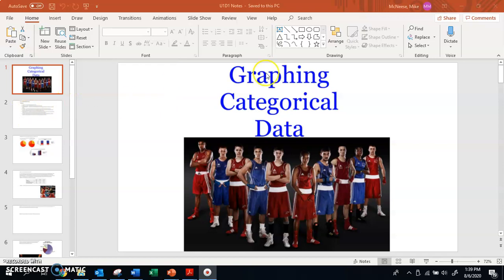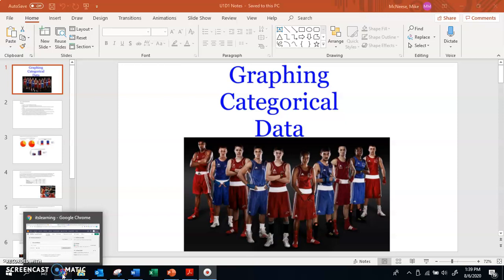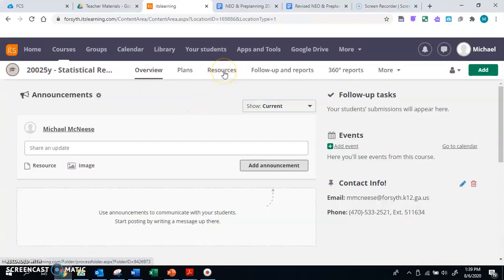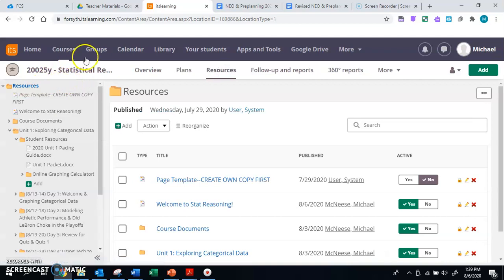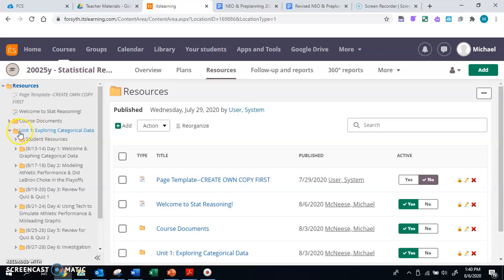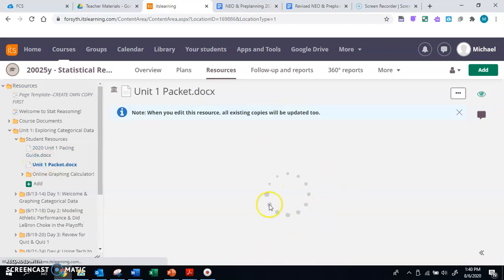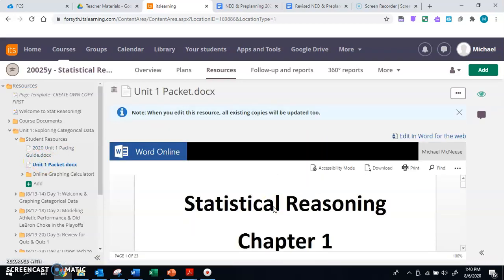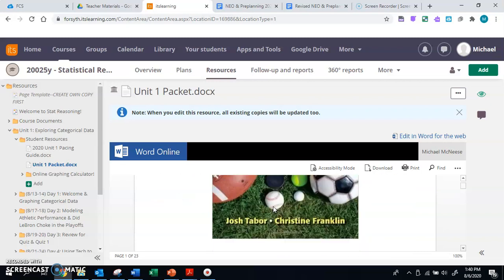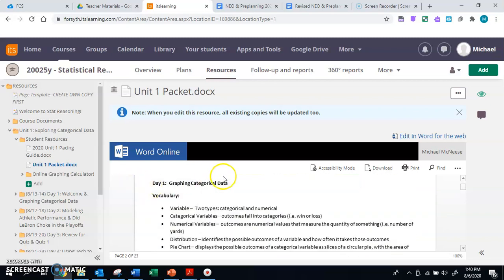What we're going to be doing today is talking about graphing categorical data. Now, real quick, in order to take notes, if you go over to our page on It's Learning, go to our resources, go to the Unit 1 folder, and inside there is a folder called Student Resources. And inside there, there's a Unit 1 packet. This packet contains all of our notes and our homework for the entire unit. If you go to the second page, it'll say Day 1 Graphing Categorical Data. That's where we're starting here.